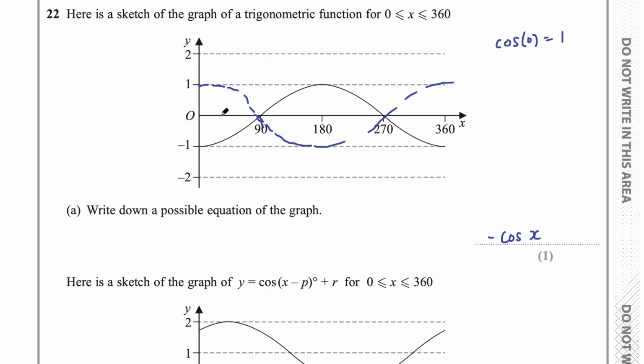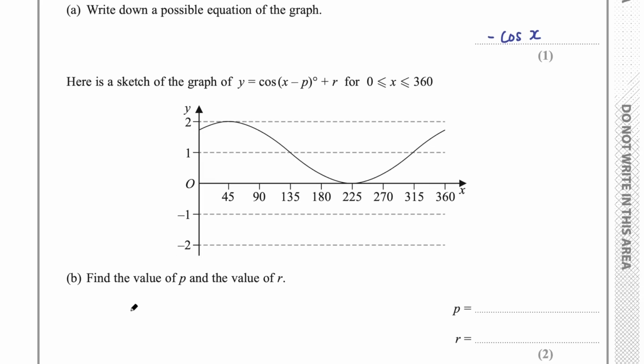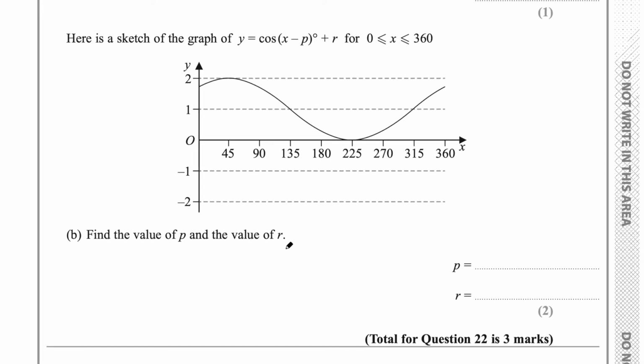It could also be a sine graph shifted 90 degrees. Okay, so it doesn't have to be a cosine graph. Part B says, here's a sketch of a graph of y equals cosine of x take p plus r for x between 0 and 360. Find the value of p and the value of r.